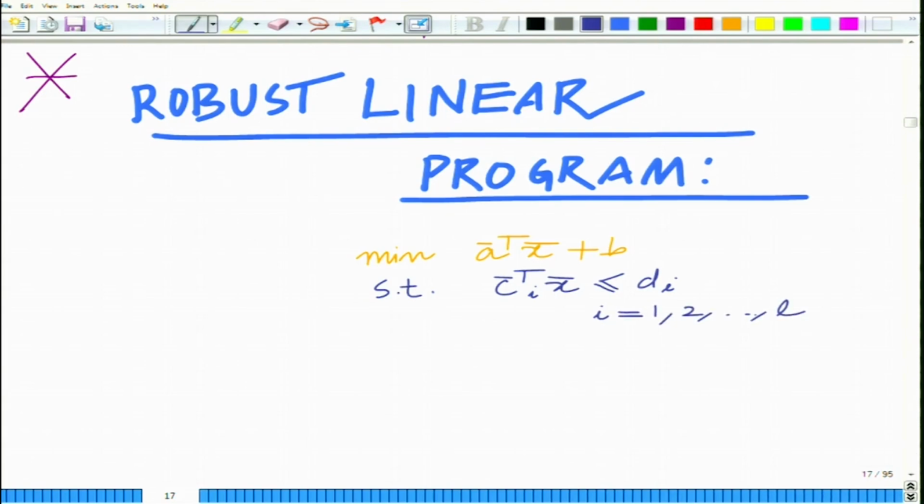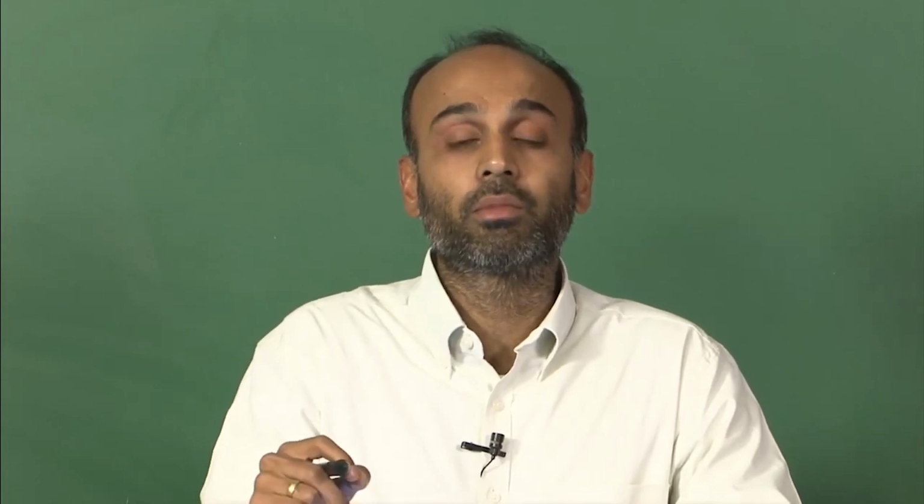However, while formulating this linear program, we have assumed that the c bar i's, these vectors, are perfectly known. Now, remember these vectors c bar i characterize this problem, and they depend on the problem. For instance, in our base station cooperation, they are basically the power gains between the base stations and the various users.